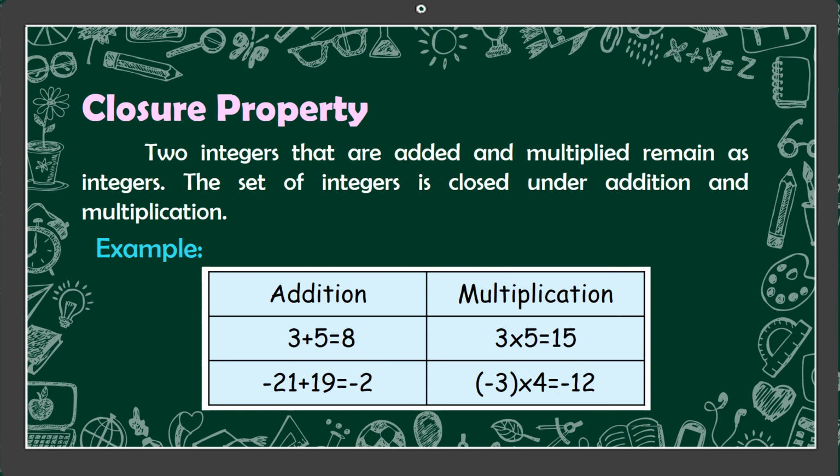For example, in addition part, we have 3 plus 5 is equal to 8. Another example, negative 21 plus 19 is equal to negative 2. In multiplication, we have 3 times 5 is equal to 15, and negative 3 times 4 is equal to negative 12. Again, in closure property, we just have to add and multiply for us to have integers as our answer.